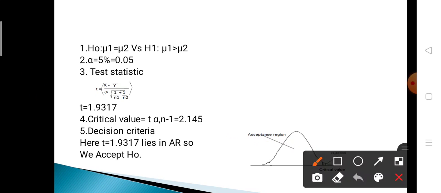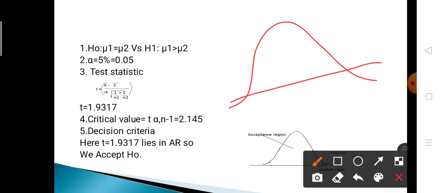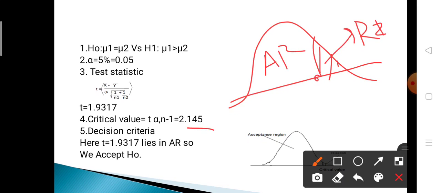Now the last step is the decision criteria. Here the test is a one-sided right test, which means only one rejection region is there, on the right side. So this is the rejection region and this one is the acceptance region. This point is the positive table value. And what is the table value? That is the critical value, 2.145.